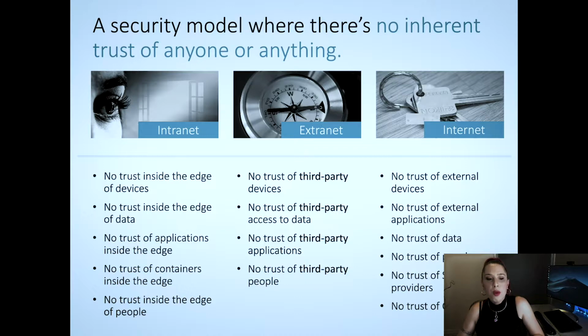So, this trust, at least within the intranet, extranet, and internet, is across the board. Zero trust of devices, zero trust of data, zero trust of applications, and containers and all that fun stuff, and zero trust of people inside the edge. So the big thing here is, just because you're an employee of the organization doesn't mean we should trust you. From a cybersecurity perspective, from an IT risk management perspective, it doesn't mean we automatically should trust you. And so that's really what we're getting at here in zero trust.